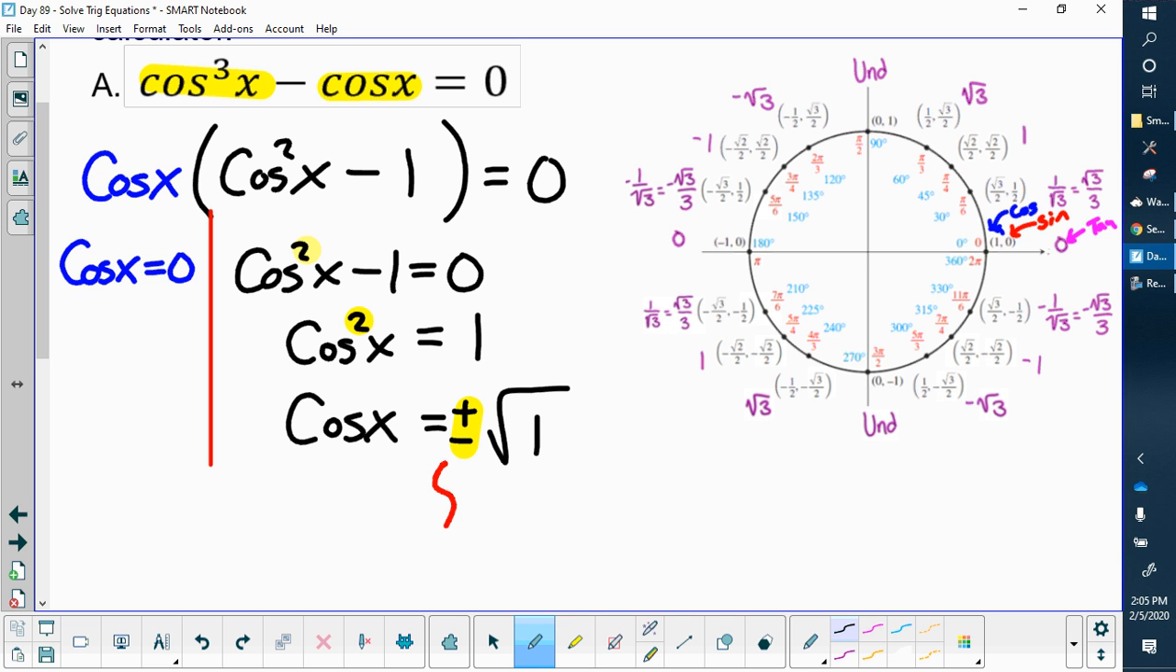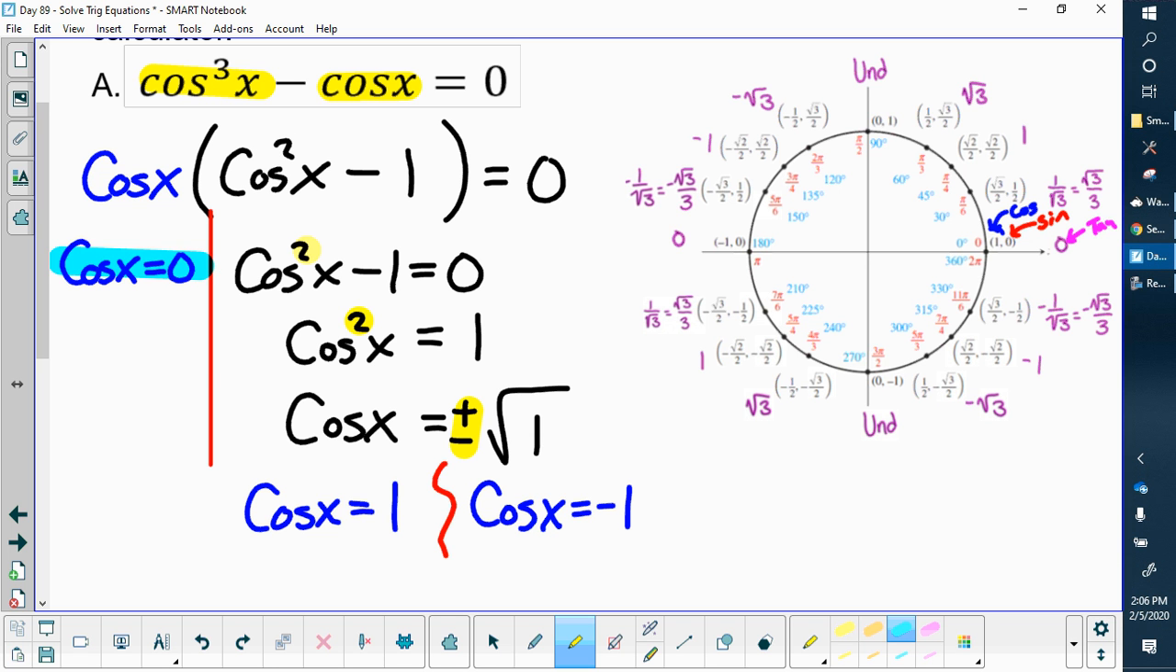Okay, what is the square root of 1? So now, when does cosine of x equal positive 1? And when does cosine of x equal negative 1? Okay, now it's all unit circle time. Is cosine the first coordinate, second coordinate, or outside? First. So I want to look around the unit circle, and I want to find all the angles where I see a 0 in the first coordinate, a positive 1 in the first coordinate, and a negative 1 in the first coordinate.